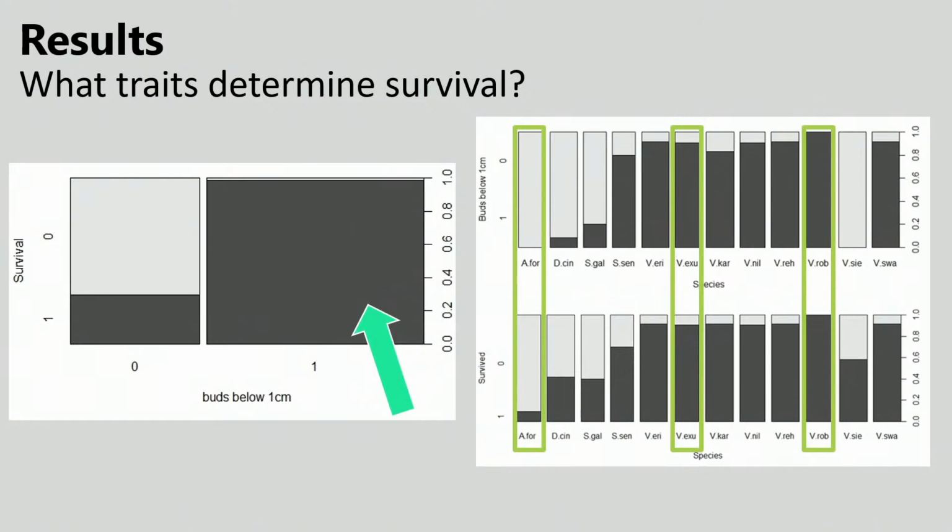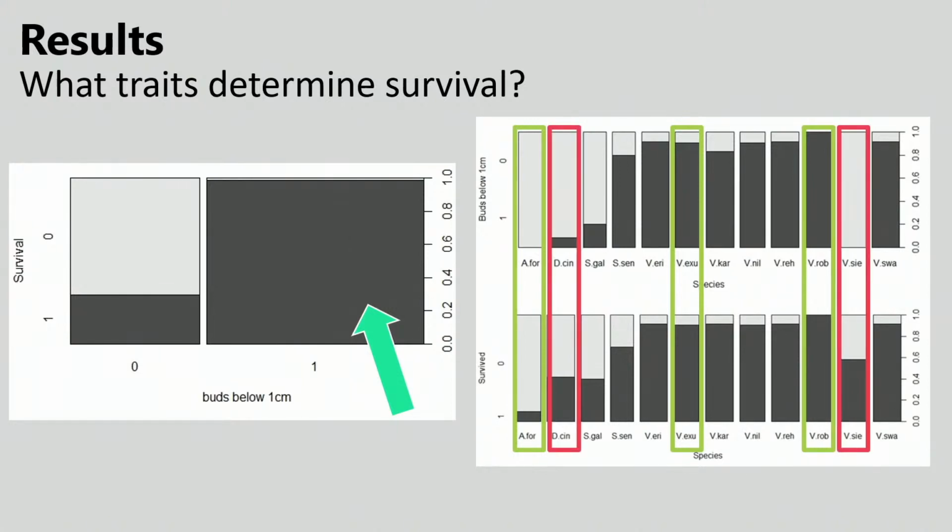This pattern is reflected for different species. So Albizia fabaceae had almost no individuals survive, and none had buds below 1 centimeter. Vachellia exuvialis, most survived and most had buds below 1 centimeter, and Vachellia robusta, all survived and all had buds below 1 centimeter. However, Dichostachys cinerea and Vachellia siberiana did not follow this pattern, and we're still not sure why.